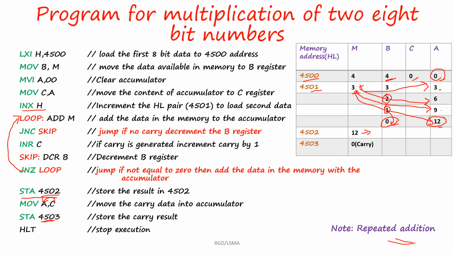So you have to remember that the multiplication of two 8-bit numbers is a repeated addition process. So you have to repeatedly add the data. Okay, so if it is 3 times 4, 3 times you have to add 4, 4, 4, then you will get the result of 12. Okay, in that way you have to make the assembly language program for multiplication of two 8-bit numbers.